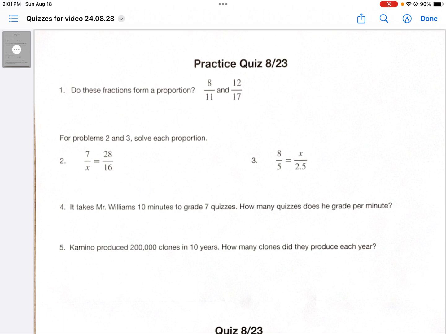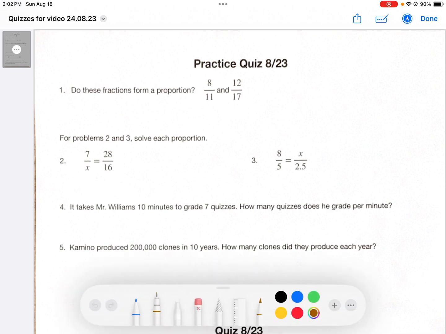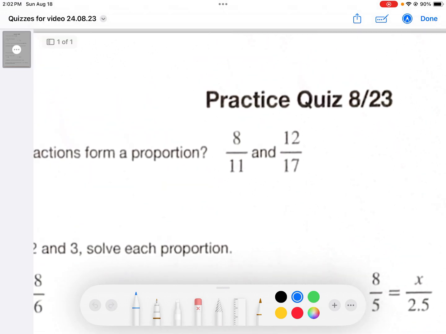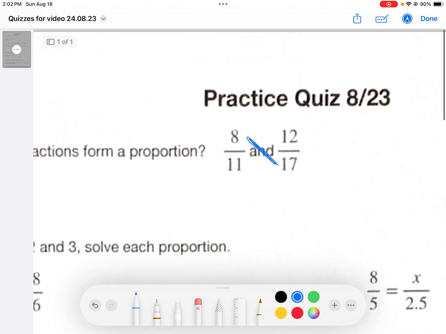So starting with the practice quiz, our first question, we are being asked if these fractions 8 over 11 and 12 over 17 form a proportion. Now the way we're going to test this is to cross multiply. One diagonal has 8 times 17. The other diagonal has 11 times 12. If you did 17 times 8 or 12 times 11, that is fine.